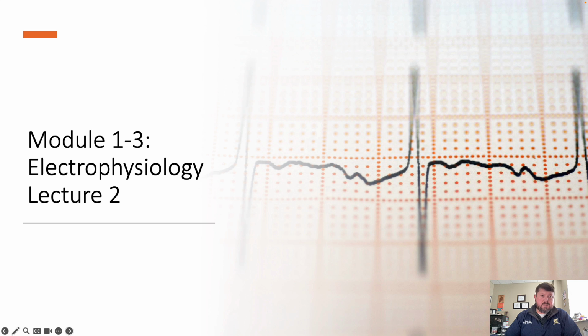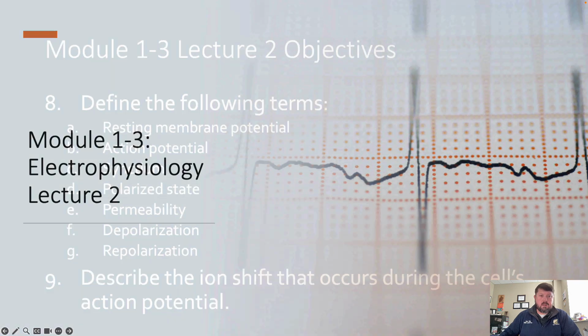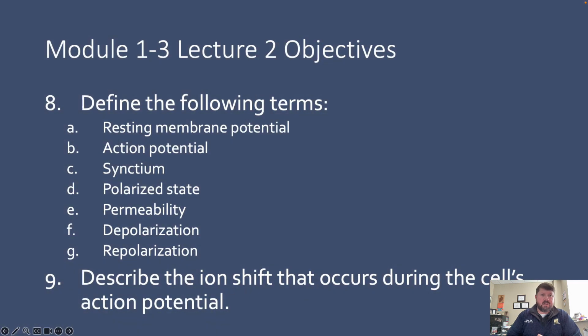We're going to continue our discussion on electrophysiology, and in this particular lecture, we're going to define several important key terms. So our objectives: define the following terms that you see: resting membrane potential, action potential, syncytium, polarized state, permeability, depolarization, repolarization, among some others that we'll bring up. And then we're also going to describe the ion shift that occurs during the cell's action potential, which we've already discussed briefly.